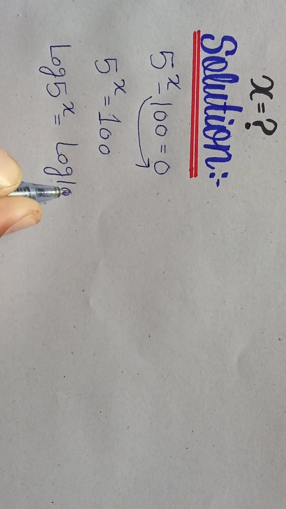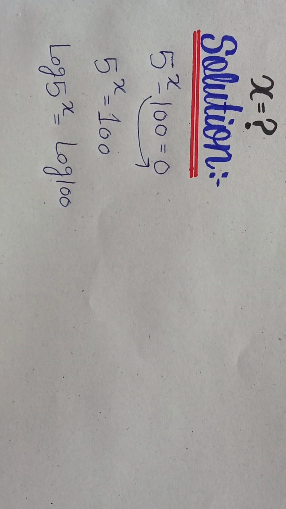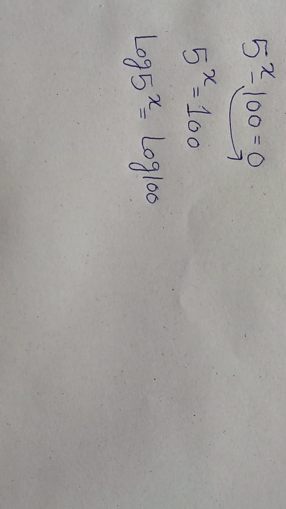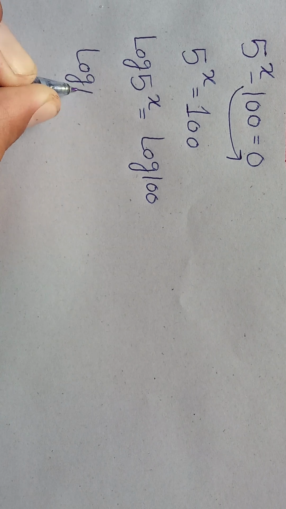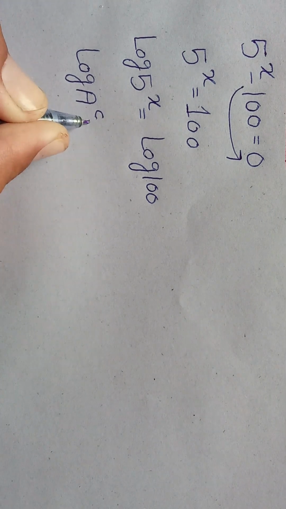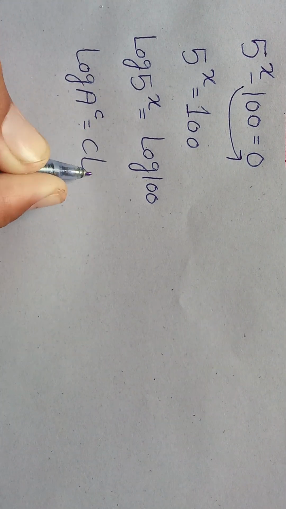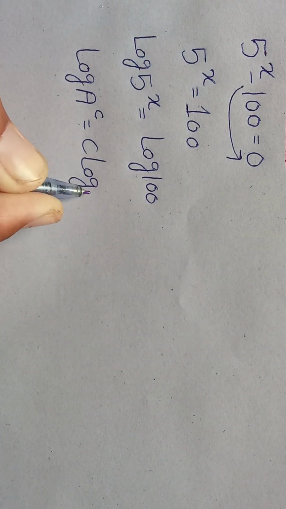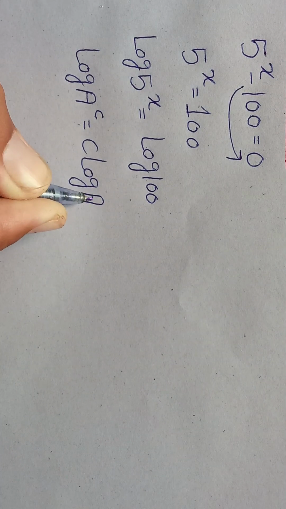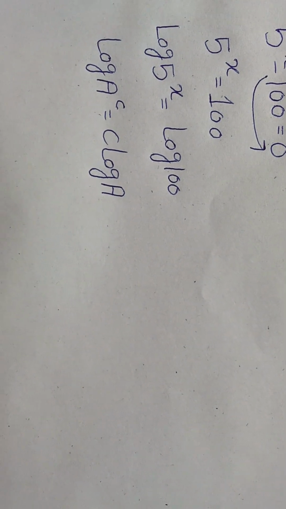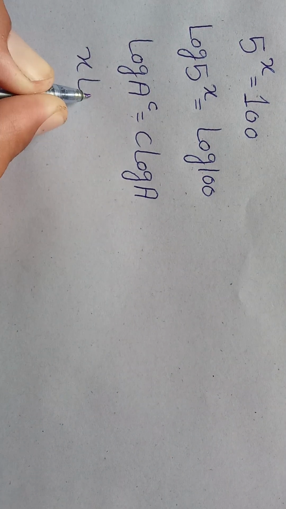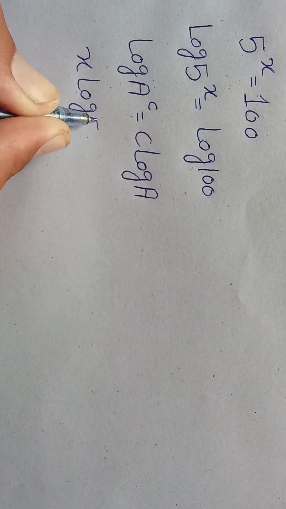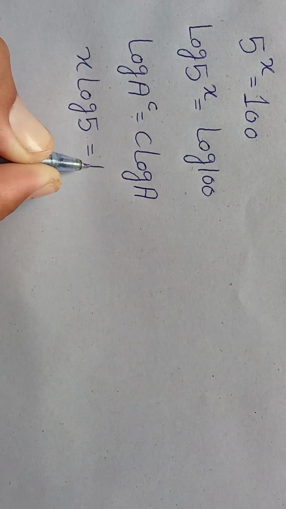Now, dear student, we know that according to one rule, log a to the power of c is equal to c into log a. We can apply this rule on the above equation. So it becomes x into log 5 is equal to log 100.